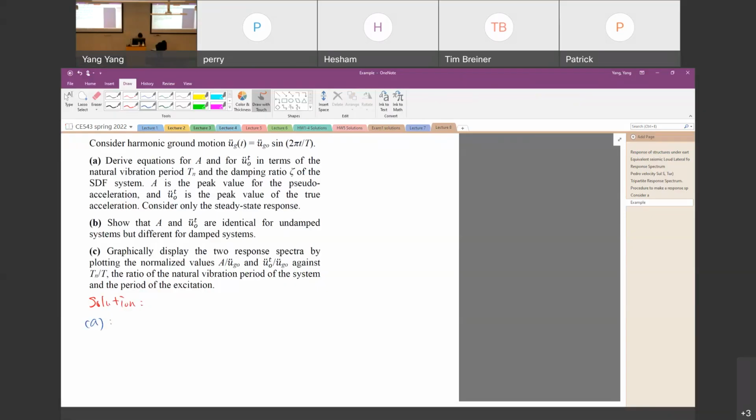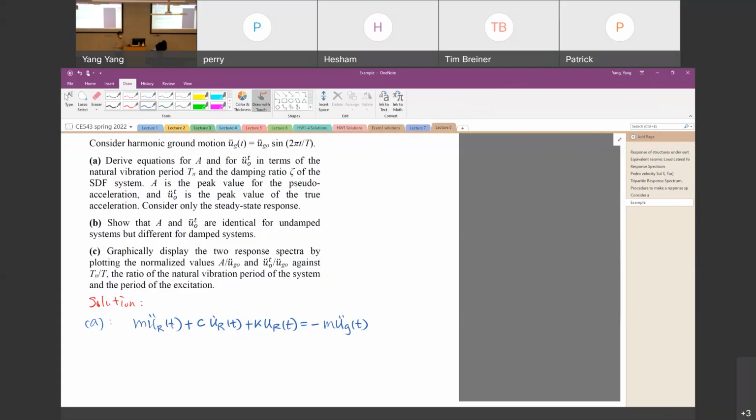So you have m times the relative acceleration plus c times the relative velocity plus k times the relative displacement equal to minus m times the ground acceleration. That's the equation of motion.